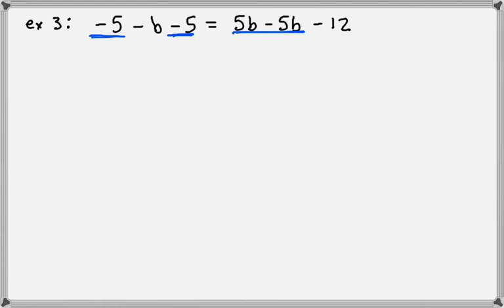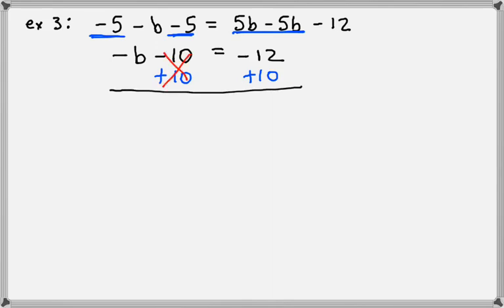Over there on the left, we end up with a negative b minus 10 is equal to a 5b minus 5b cancels out, it equals 0, leaving us with just the minus 12. Now, in order to get b by itself, we're going to have to add that 10 to both sides. The 10s cancel, leaving us with a negative b is equal to -2.